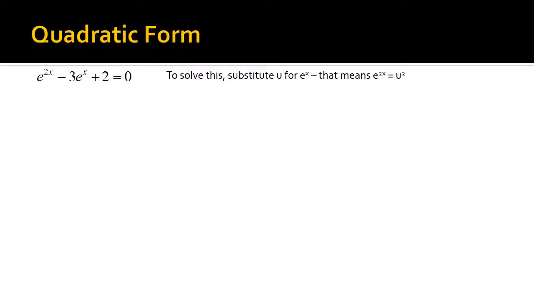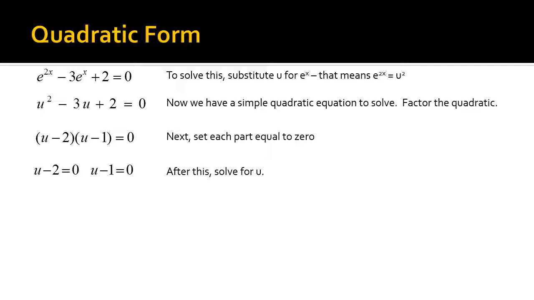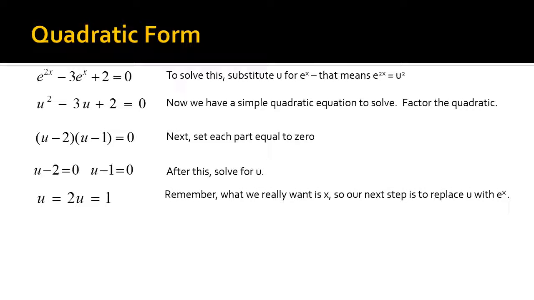What you're going to do is substitute the letter u for e to the x. If u is e to the x, then e to the 2x must be u squared. So we replace e to the 2x with u squared and e to the x with u. Now we just have a basic quadratic equation, which we will factor and set each part equal to 0 and solve for u. We get u equals 2 and u equals 1, but the problem is that we want to know what x is, not what u is.